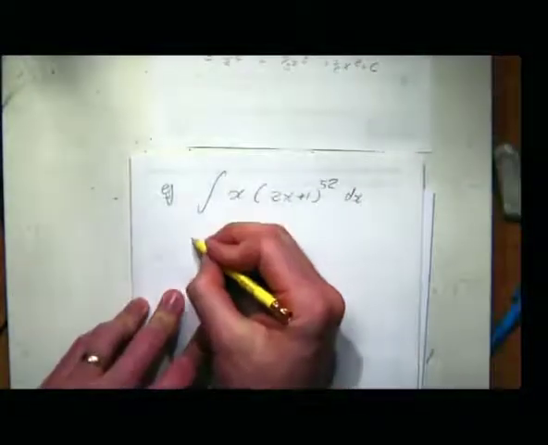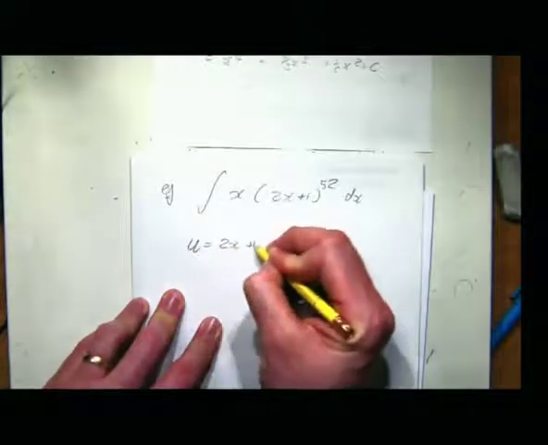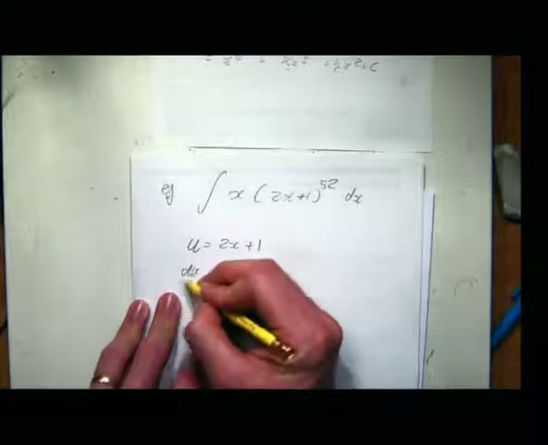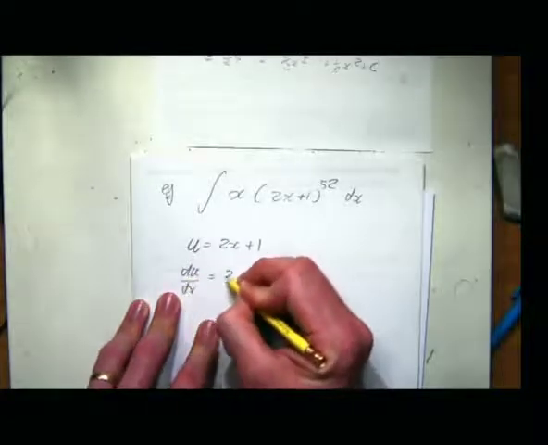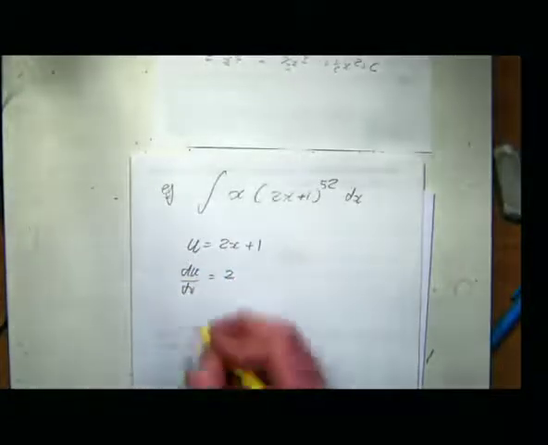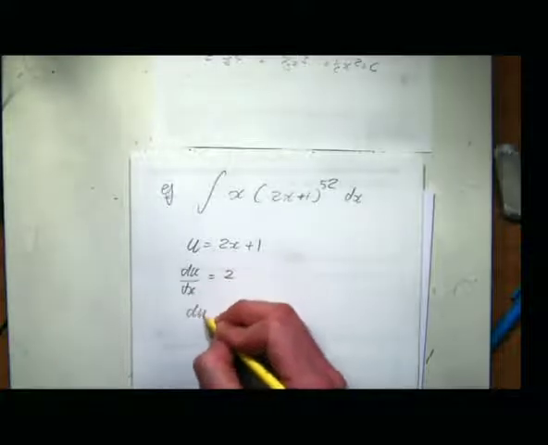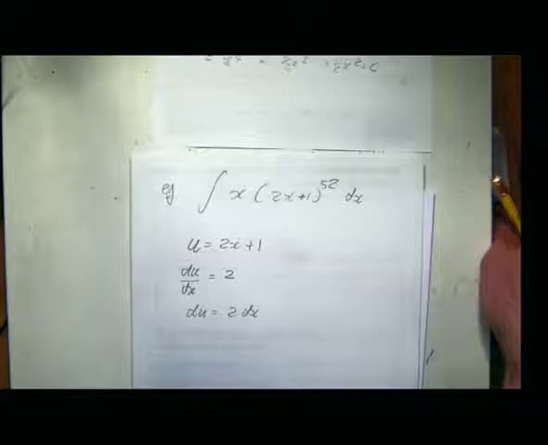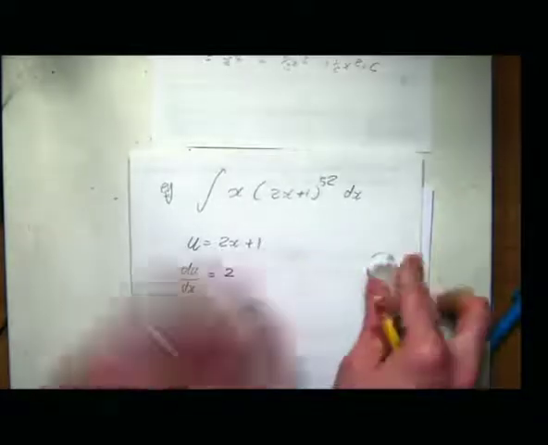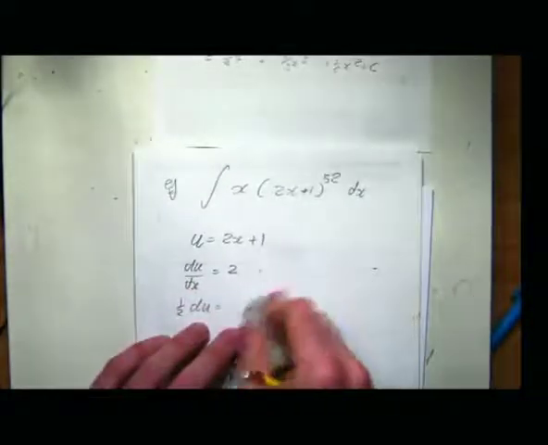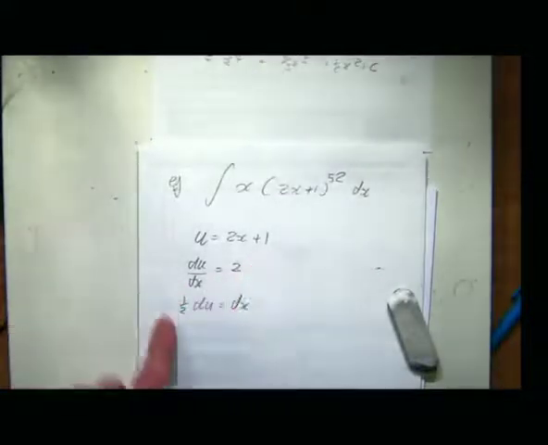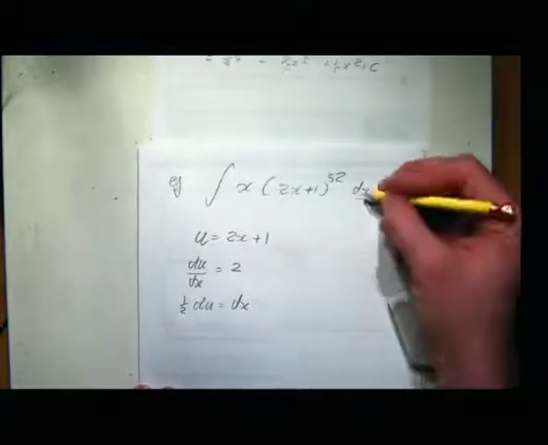So let's give it a try. Let's call u equal 2x plus 1. Then du, I need to figure out how big du is relative to dx. That's always the first step. So du is 2 lots of dx. And actually, I don't have a 2 dx, so I'll put the dx up there and divide both sides by 2 and I get this.